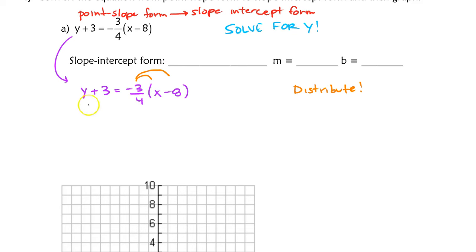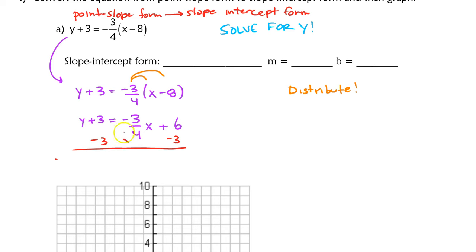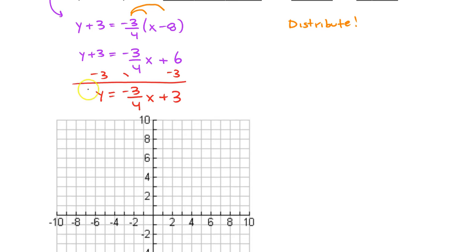So I'm going to go ahead and rewrite the y plus 3 on the left. And then equals, when I distribute this, I end up with negative 3/4 x. Then because I have a negative times a negative, I'm going to get positive 6. So that you can just type right into your calculator. Now, if I want to get the y completely by itself, the last thing I have to get rid of here is this 3 that's on the side with the y. So I just subtract 3 on both sides, and I am left with y equals negative 3/4 x plus 3. Now it's back into slope intercept form.